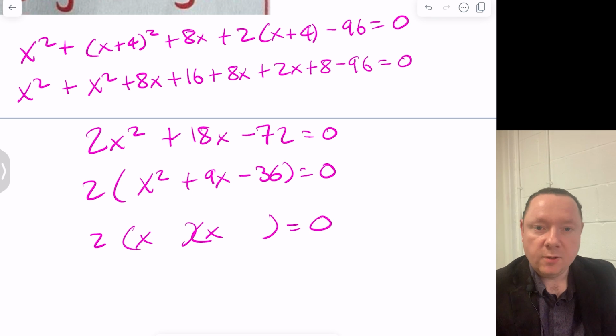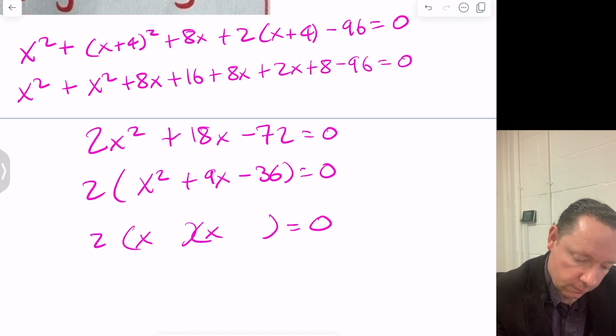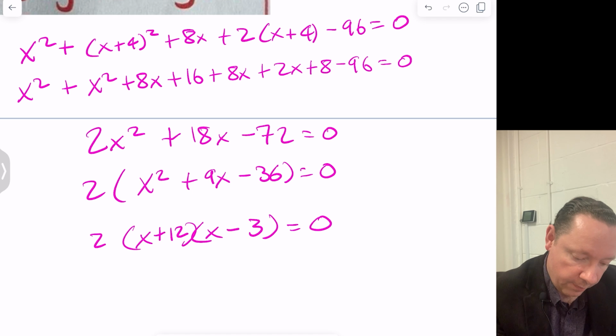So I went for two numbers that multiply to make 36, but add to make 9. So you've got 6 and 6. You've got 12 and 3. 12 and 3 is going to work. So I would say you've got plus 12 minus 3 is 9. So that means that x equals minus 12 is the first root and x equals 3.